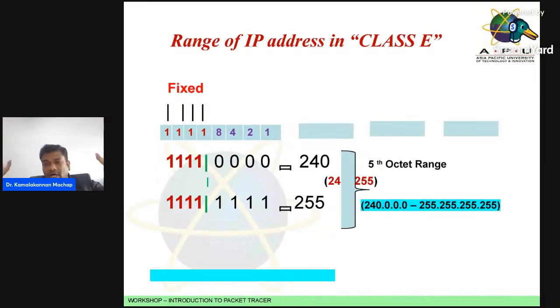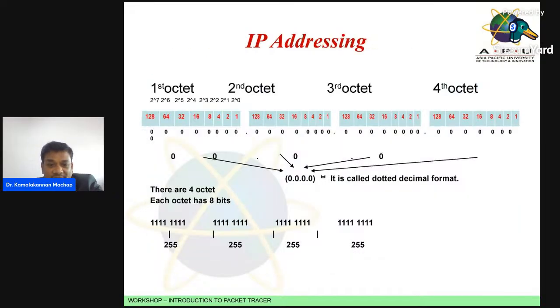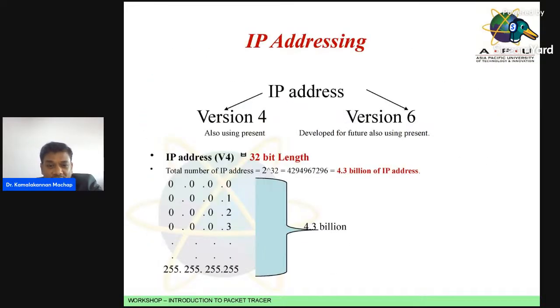So the range of IP address for the class E is 240.0.0.0, and the last IP address is 255.255.255.255. So we got the range for each and every class. So the starting IP address, coming back to here, the first IP address is 0.0.0.0 and the last IP address is 255.255.255.255.